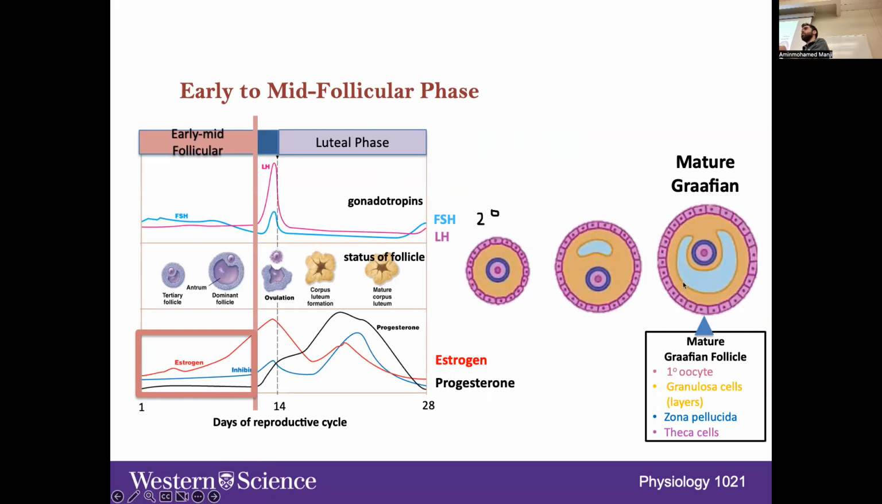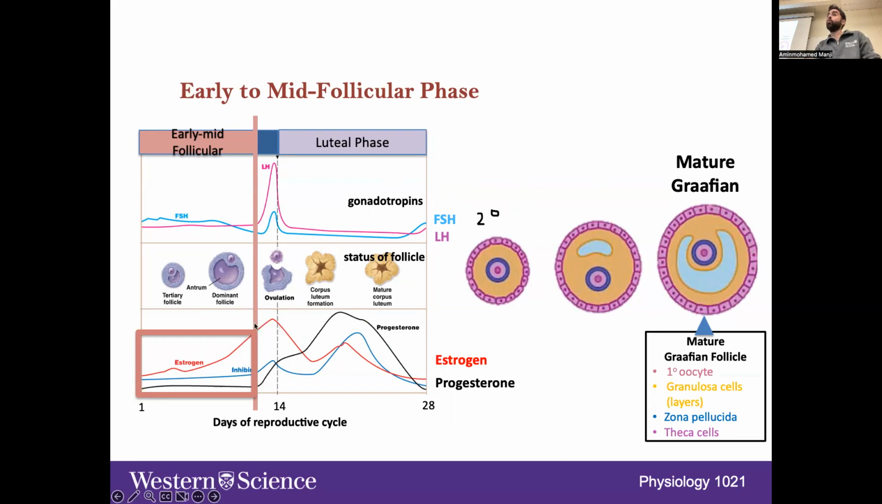But this is also why some eggs just do not make it to this stage. You only have one dominant Graafian follicle, but if there isn't enough FSH for all the eggs, the weaker ones are going to die, and you end up with one mature dominant Graafian follicle. This is the sort of mechanism that leads to that.